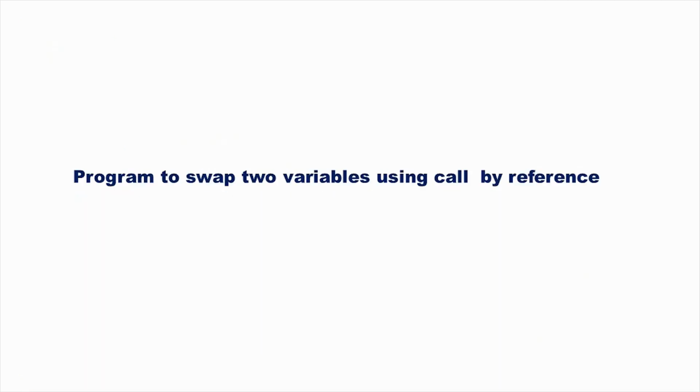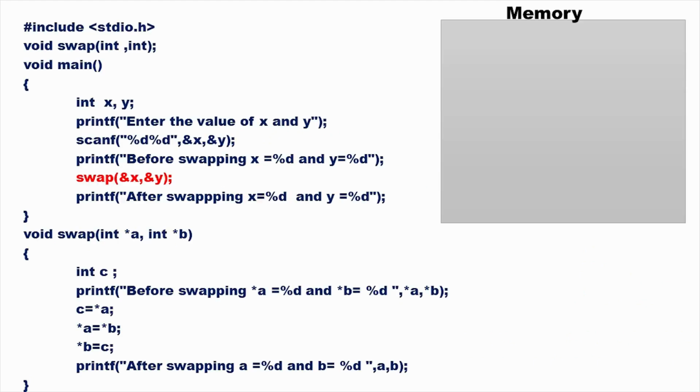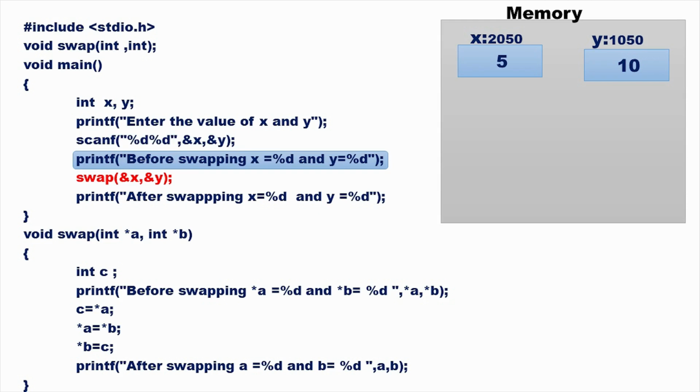Now let us see the same program using call by reference method. Start with main. x and y are created. Assume that the address of variable x is 2050 and variable y is 1050. Enter the value of x and y. 5 is stored in x and 10 is stored in y. x has address 2050 and value 5. y has address 1050 and value 10. Print the value of x and y. We will get the output before swapping: x equal to 5 and y equal to 10.